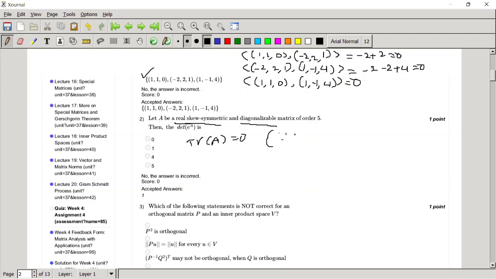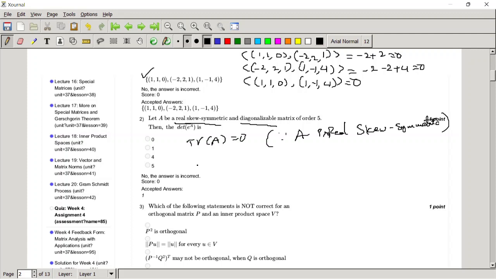Can anybody say the reason why it is? Because A is real skew symmetric, all the diagonal elements are zeros. Yes, whenever A is real skew symmetric, then all the diagonal elements are zeros. And it is diagonalizable also.